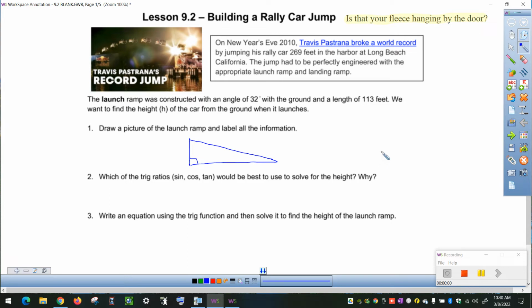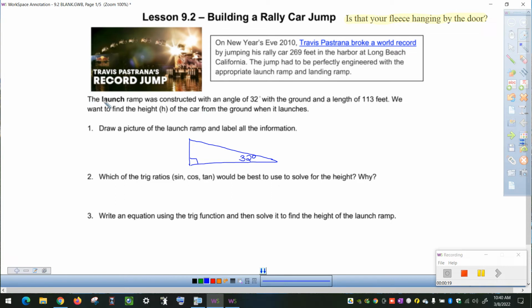All right, so let's look at labeling the angle. It says here that the angle is 32 degrees with the ground. So we're going to go over here to this right-hand side, and we're going to label this angle as 32 degrees.